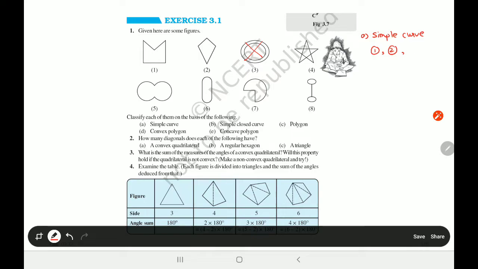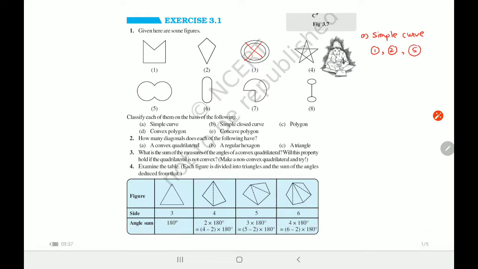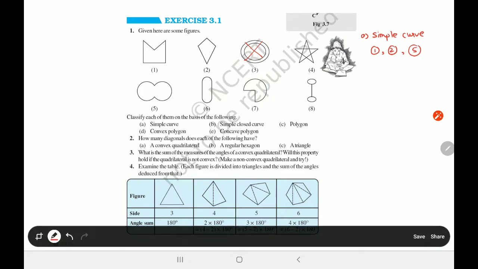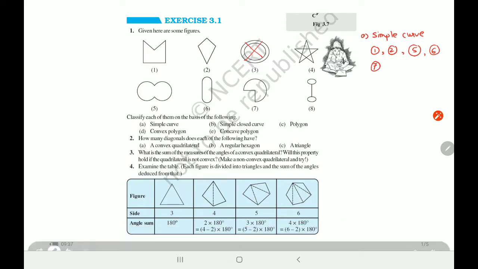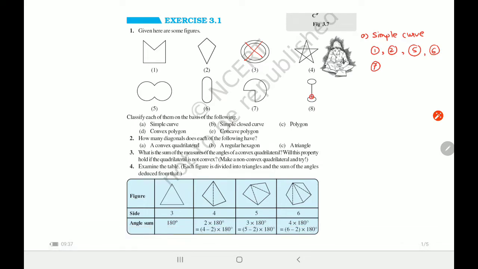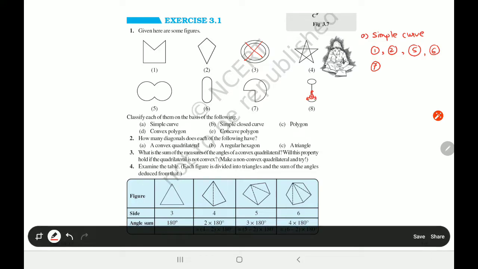Fourth one is not a simple curve. Fifth one, yes, it's a simple curve. Sixth one, yes, it is a simple curve. And seventh, yes, it is a simple curve. Eighth one is not a simple curve because if I put my pen here, we have three different directions we can move. So that's why it is not a simple curve. Clear?